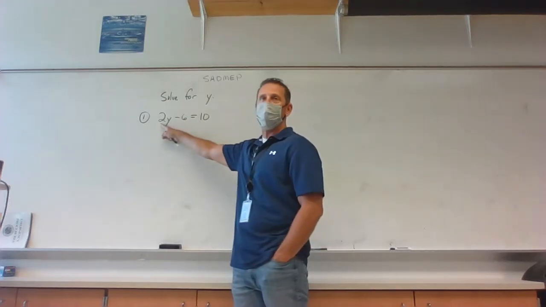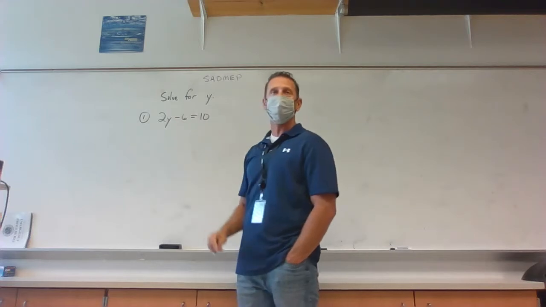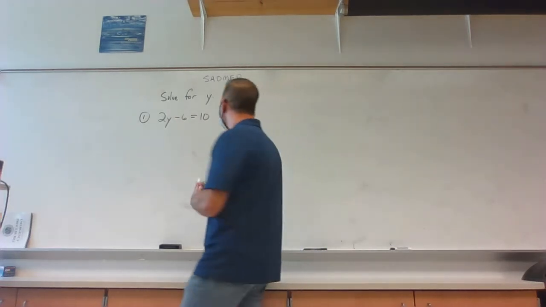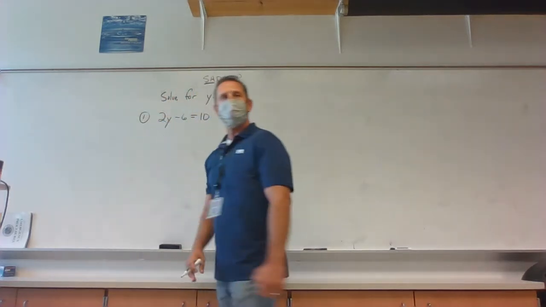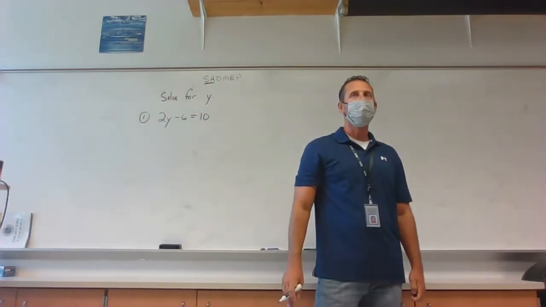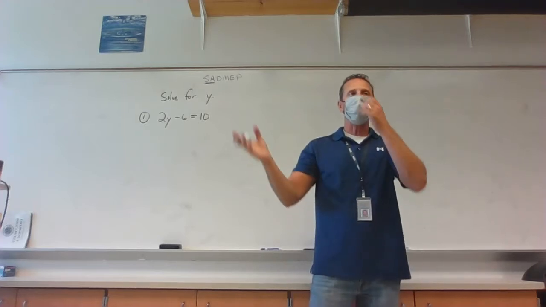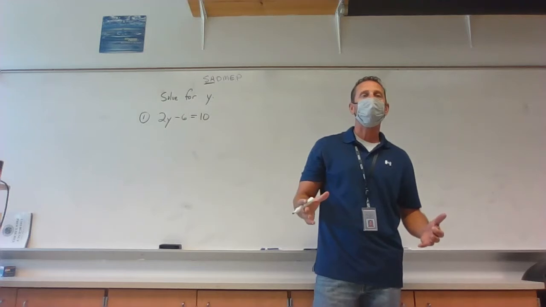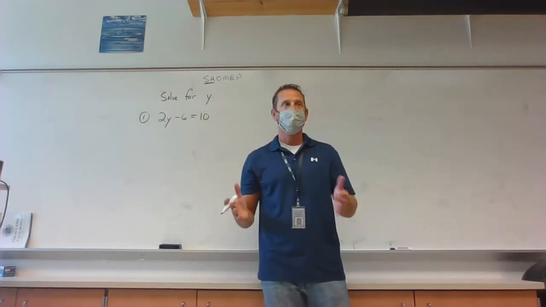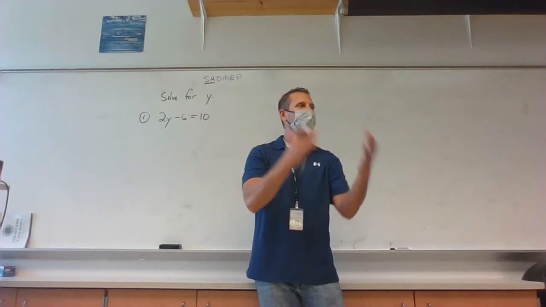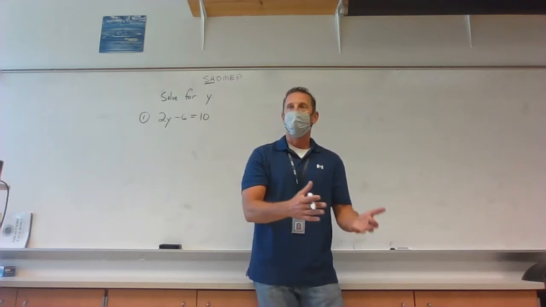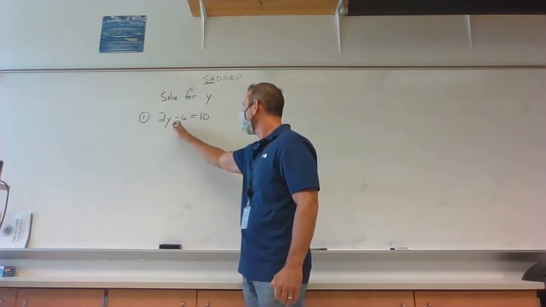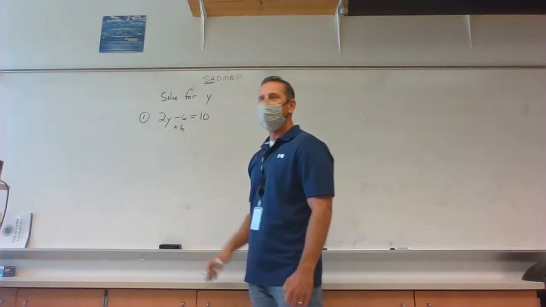So we need to undo those two operations. We have to undo the multiplying by 2. We have to undo the subtracting of 6. Well, which one are we going to do first? We're going to add or subtract first. What's the opposite of subtracting 6? Haley? Adding 6, right? That's called the inverse operation. Subtraction is the inverse operation of addition. Addition is the inverse operation of subtraction. So if we're subtracting 6, to undo it, we're going to add 6.